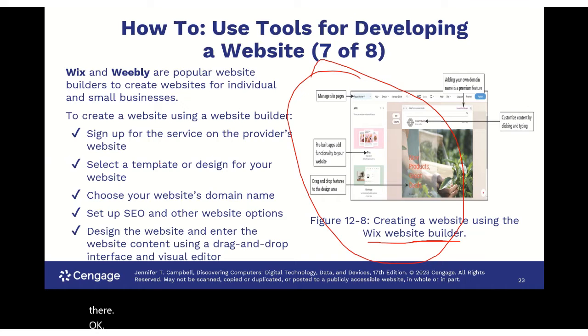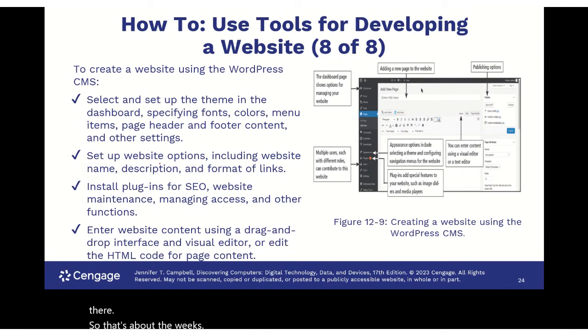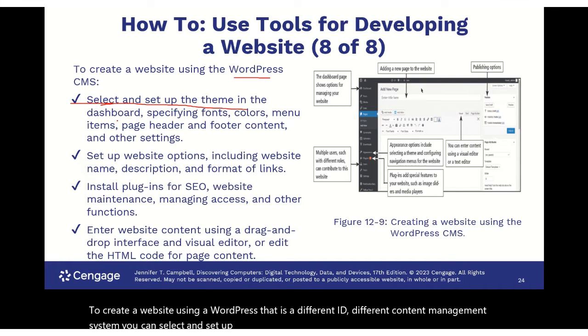So that's about the Wix. To create a website using WordPress, that is a different IDE, different content management system. You can select and set up the theme in the dashboard. It's almost the same way, but you have to go through the steps. It will be self-explanatory, but these are the broad steps.